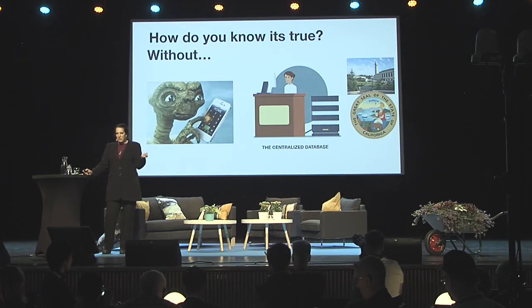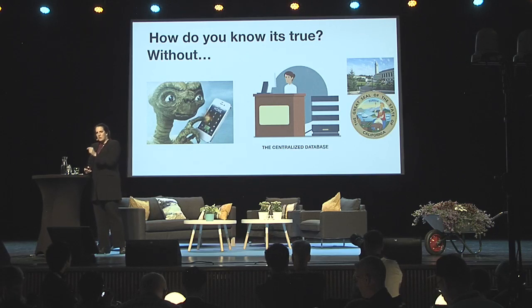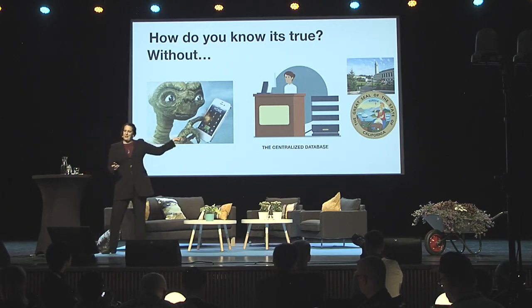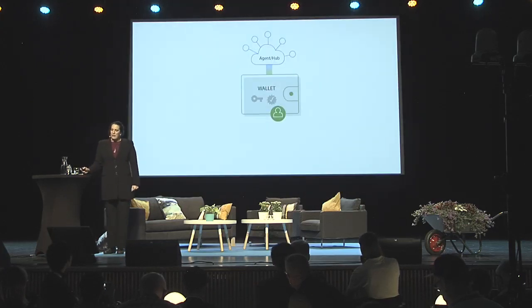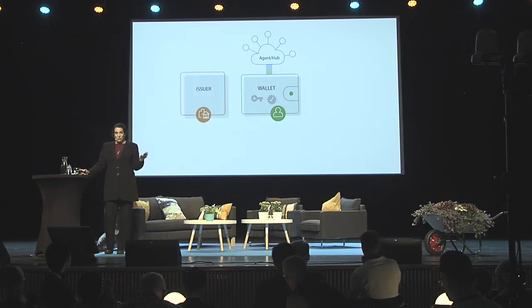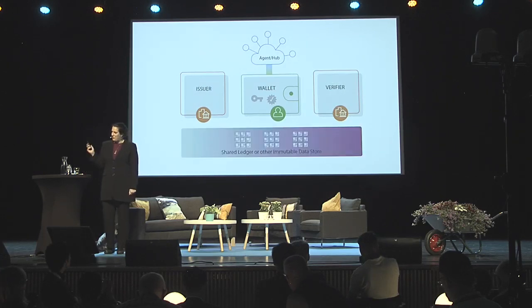Every time I show my digital driver's license, do I want the person I'm showing it to, the verifier, to go ask the state of California? No. That creates a giant privacy problem, right? So we have to figure out how you can believe a digital credential without talking to the issuer. And so I'm going to walk through the basic building blocks of how this all happens. Again, we have our wallet and our agent hub for the individual. You have the issuer, they have a set of code, and the verifier, and then the shared ledger.